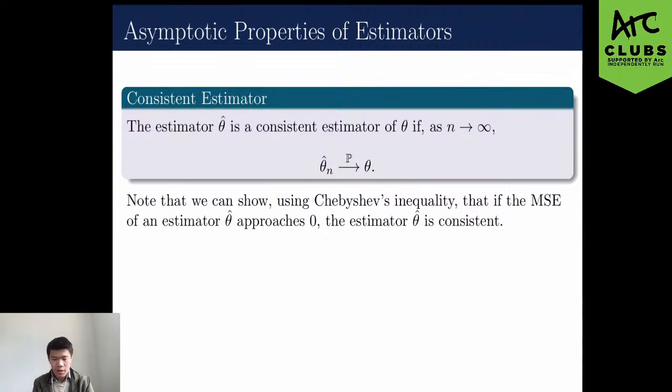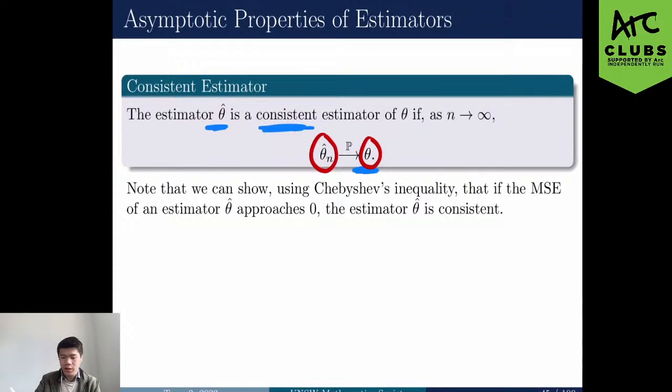So the estimator theta hat is called consistent if it converges to theta in probability, which is good because it means that approximately, as n gets really big, this basically becomes equal to theta most of the time, right? Another way you can show this is if the MSE of an estimator approaches 0, then it's consistent as well, right?